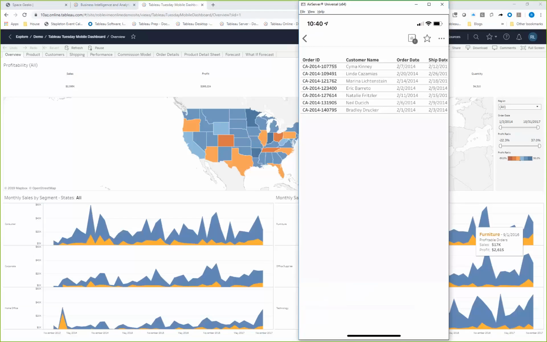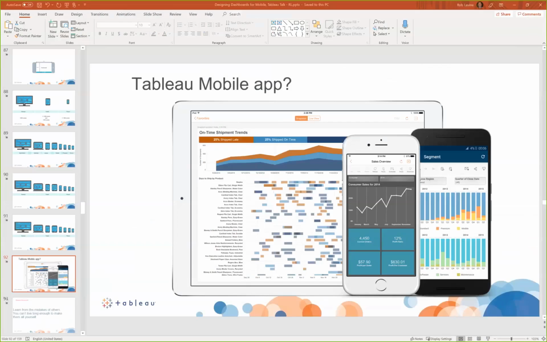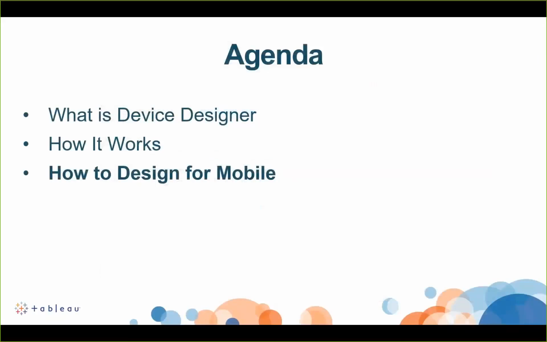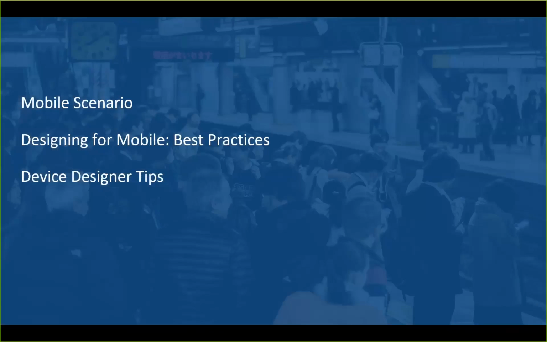All right, so now let's go back into the presentation, and let's talk about optimal design for mobile devices. So let's start with, we'll talk about really three components of this section. Really what the mobile scenario is, designing for mobile and what the best practices are, and then we'll end with some device designer tips.